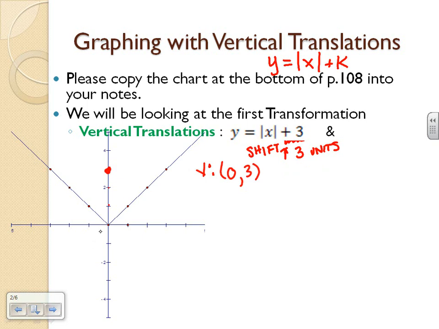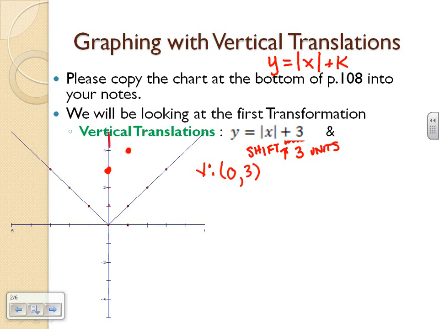The other thing we're going to talk about, if we look at the parent function, it has a slope of up 1 over 1, up 1 over 1, and it continues that pattern. Because there's not a number in front of x, then this also has a slope of up 1 over 1. So from our vertex now, we can go up 1 and to the right 1.